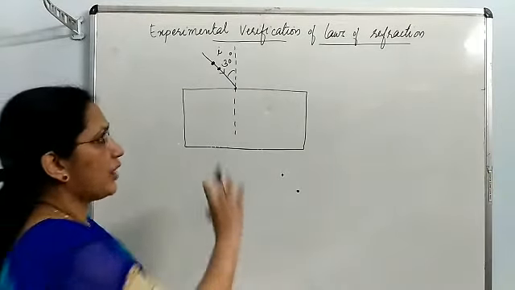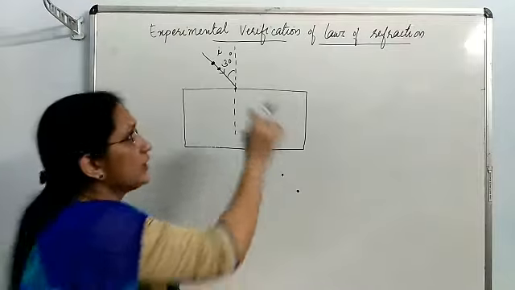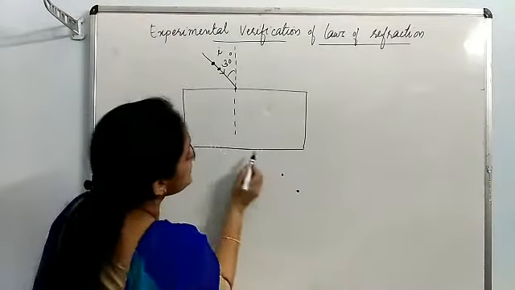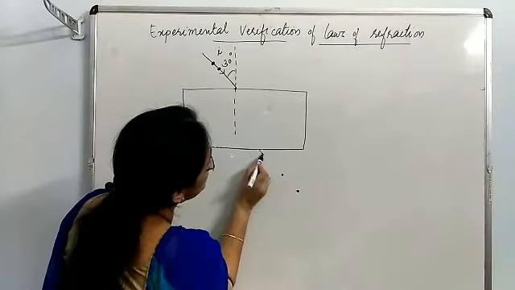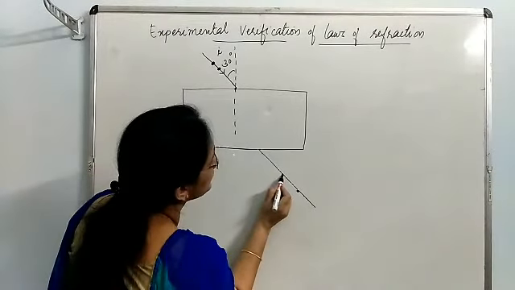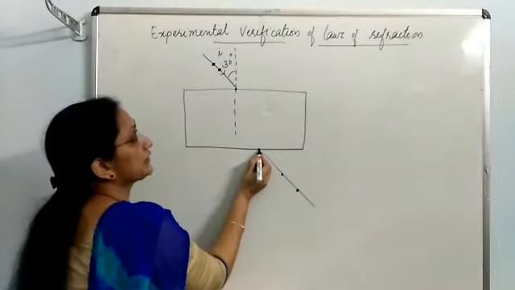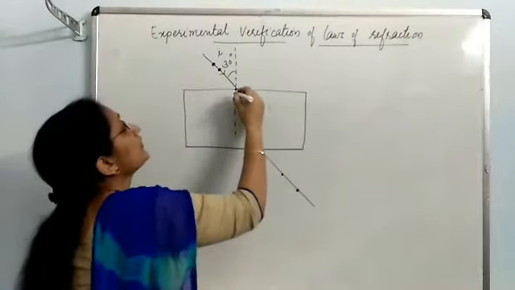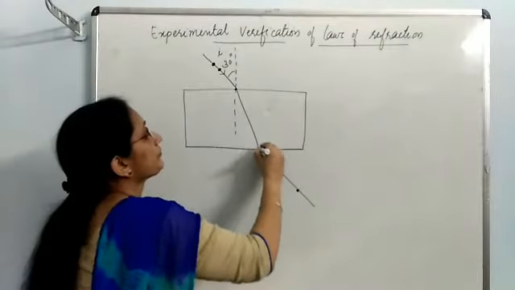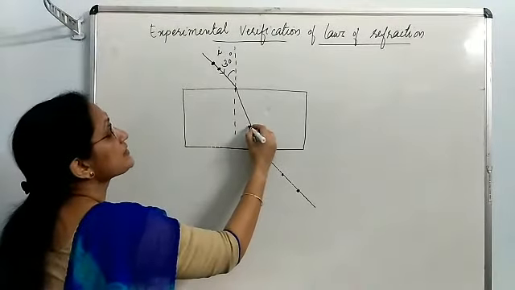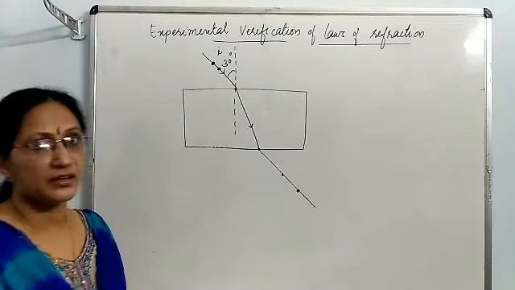Then you can remove the glass block, remove all the four pins, and by joining these pin dots you can draw a straight line. This line touches the edge of the glass block here. Join these two points. So this is the incident ray and this is the refracted ray.